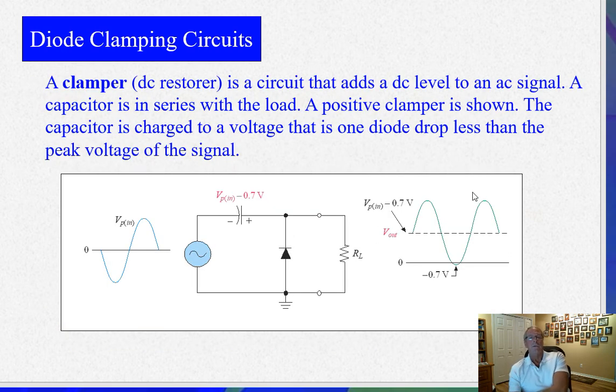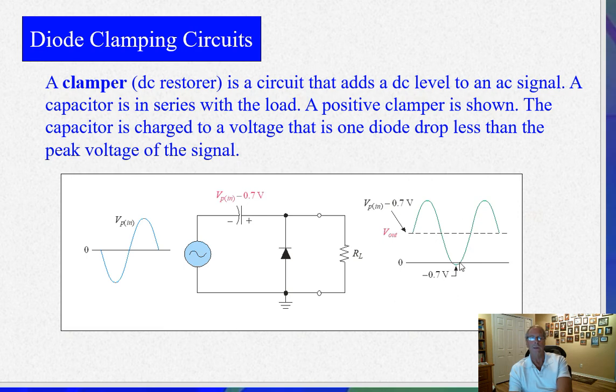Now this kind of clamper, this is a DC restore. These are used in old TV sets. I don't know if they're used now in TV sets, but they used to use them as a common circuit there. This capacitor here, series capacitor, charges up to the voltage that's one diode drop less than the peak voltage of the input signal.